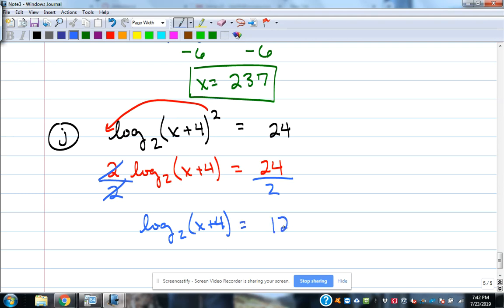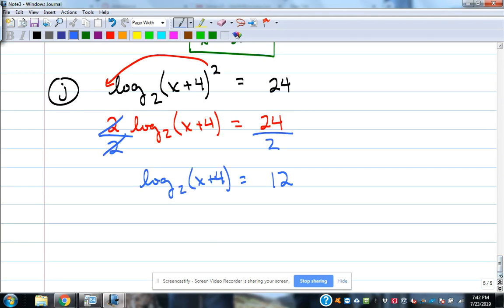24 divided by 2 is 12. And now we have log base 2 of x plus 4 is equal to 12. And I want to exponentiate that with the base of what? 2. Whatever the base of the log is, that's going to become the base for my exponentiation. So these cancel each other out and give you x plus 4. And then whatever 2 to the 12th power is.